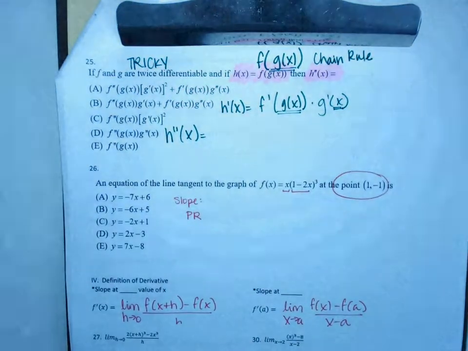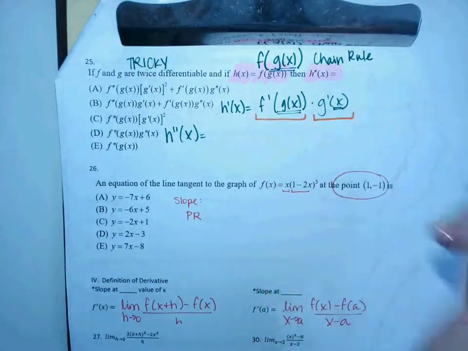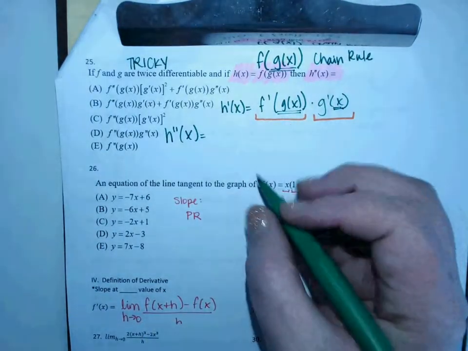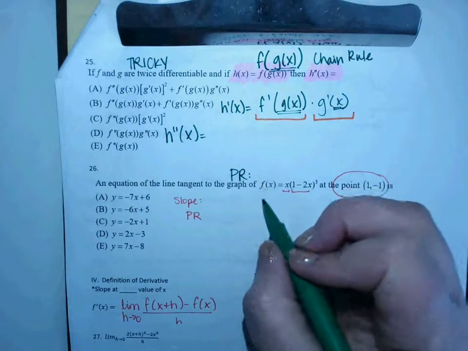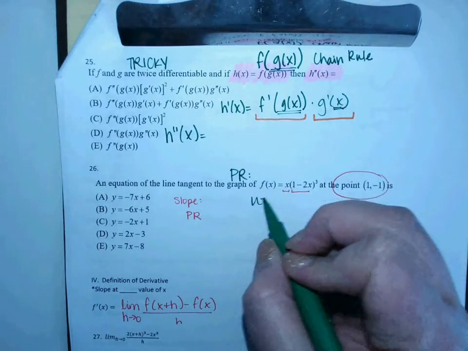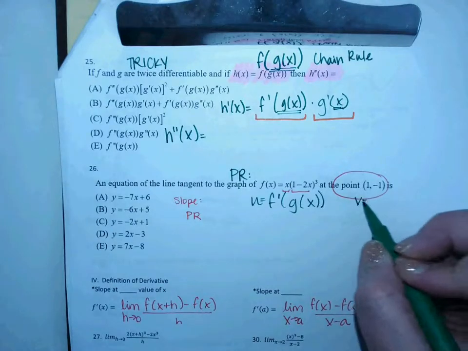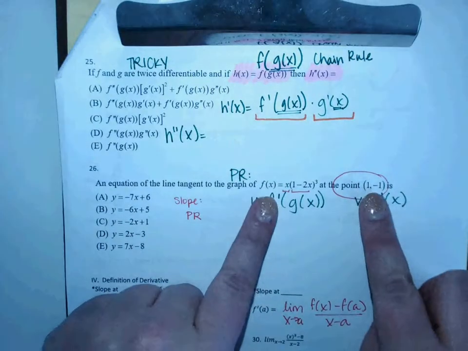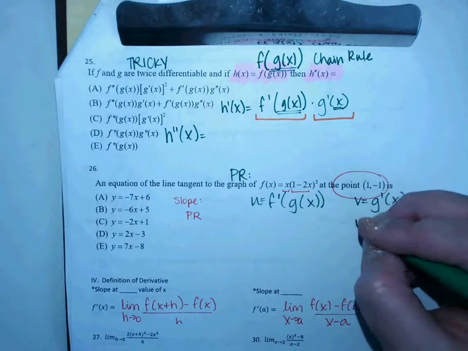We need h double prime. And in order for me to find h double prime, I'm going to have to do the product rule. So that's where this can get a little bit messy. Not too bad, but a little bit. So, when I break this up for my product rule, I'm going to do it down here just because I write really big. So, my u is going to be f prime of g of x, and my v is going to be g prime of x. So I'm basically just breaking these two pieces apart, then we're going to take the derivative of each one. Now let's do v prime first, just because that's going to be easier.